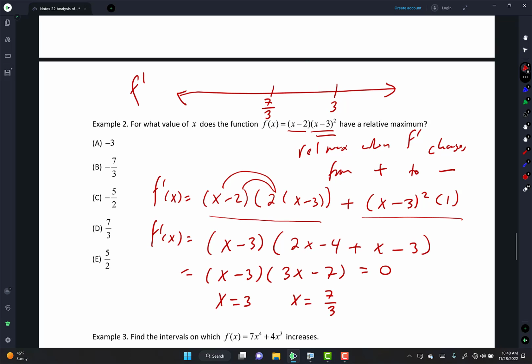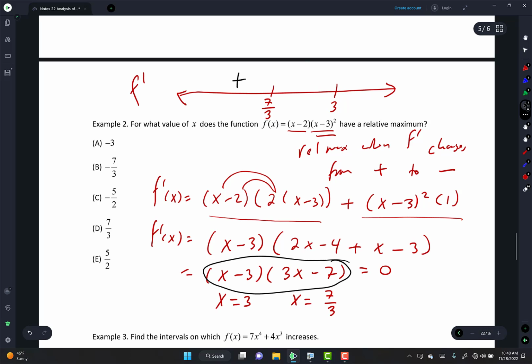Okay. So then here's what you do. Relax. It's simple. Plug in a number to the left of 7/3, like 0. Where do I plug it in? Plug it into whatever you think is simplest. I think it's simplest right here. If I plug it in there, 0 minus 3 is a negative. 3 times 0, 0 minus 7, that's a negative. Negative times a negative is a positive. Put a plus. Now I'm going to plug in a number bigger than 7/3, like 2.5.